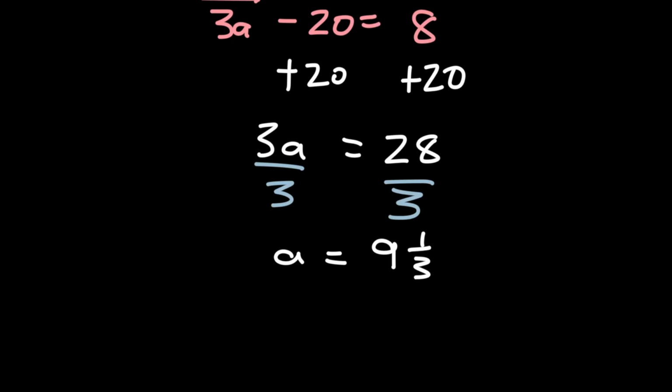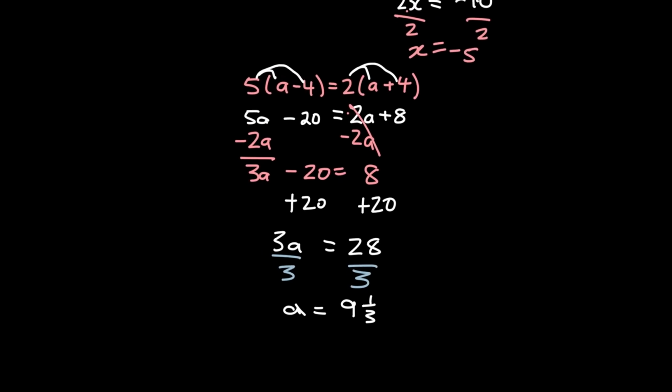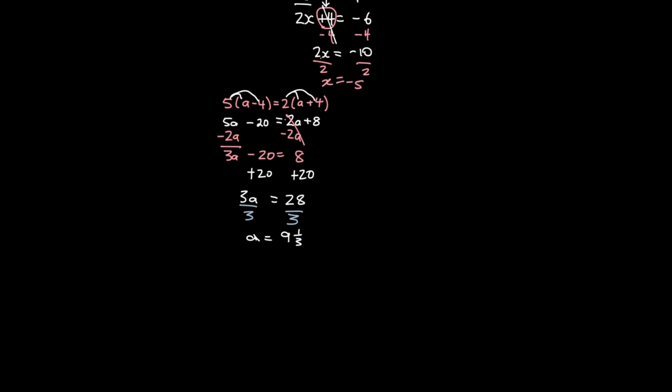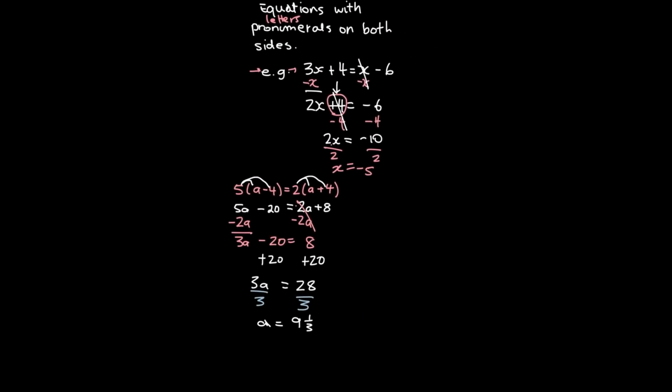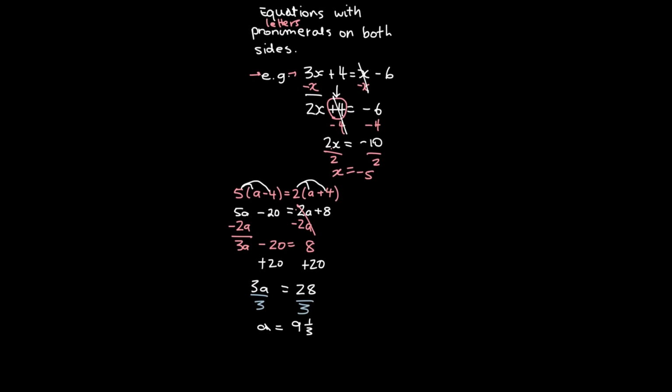Okay, so there's two examples for you to look at. One involving brackets and the other one involving just pronumerals on both sides.